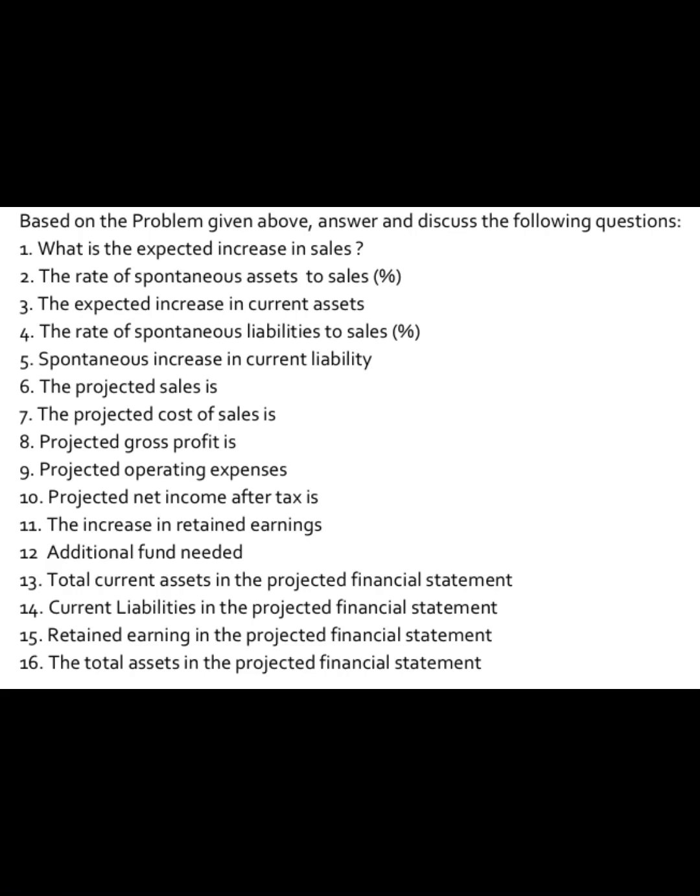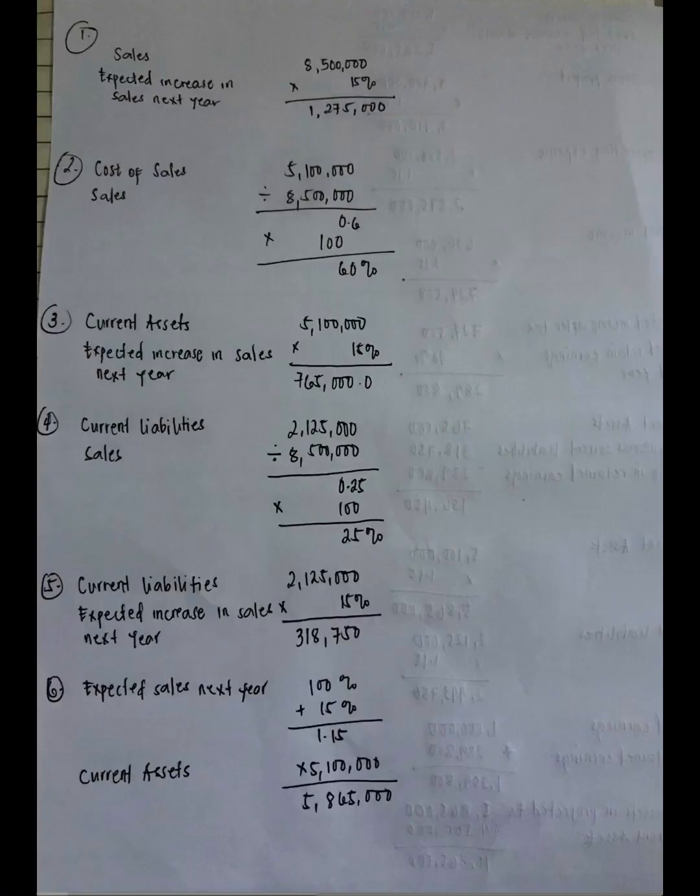1,289,800. And for the last, number 16, what is the total assets in the projected financial statement? We just add the current assets in the projected FS, 5,865,000, to the non-current assets, 4,500,000, and the answer is 10,365,000. For you to fully understand, I will present my raw computation.